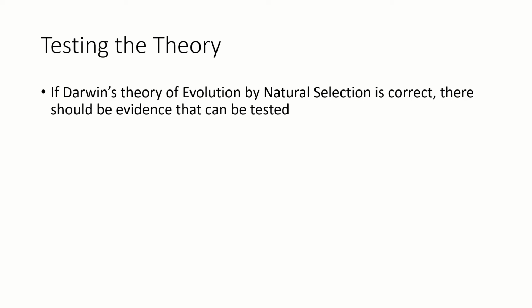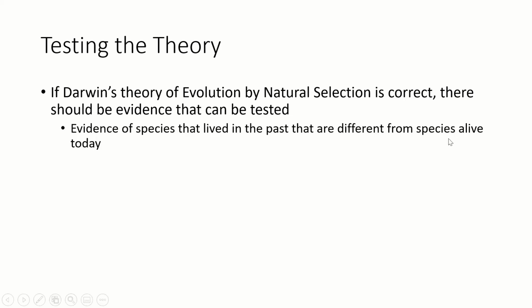No evidence has pointed to a more likely driver than natural selection. Nothing has disproven natural selection. All right, so what should we be able to test? There should be evidence of species that lived in the past that are different from species alive today. We should be able to observe natural selection in nature.